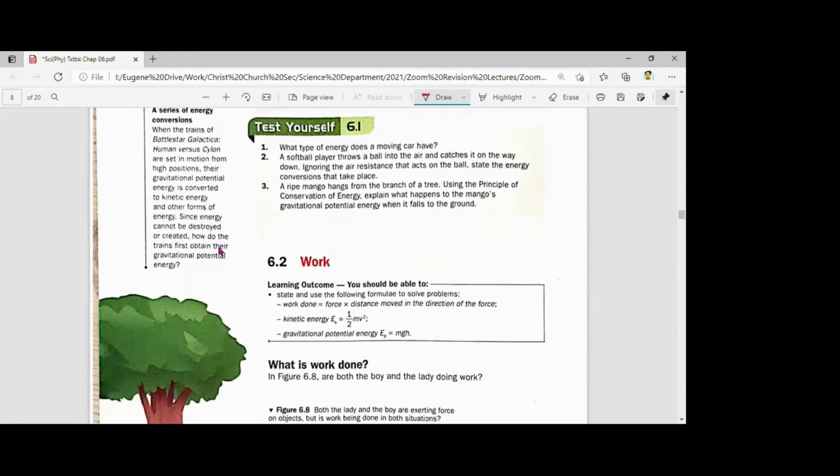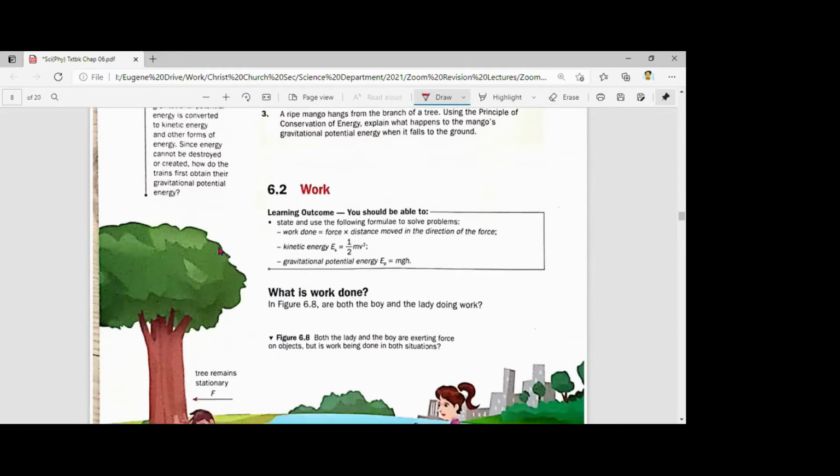Now let's go on to 6.2. In 6.2, we're going to learn all the formulas here: the formula for work done, kinetic energy, and gravitational potential energy. I just want to highlight one thing. Work done, KE and GPE, these three I would like to summarize as energy. So if they are all energy, what do you think their unit is? Their SI unit would be joule.